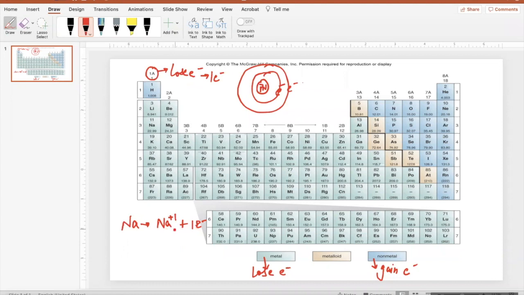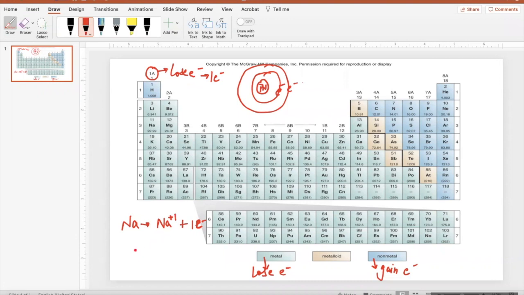You can break it into a sodium ion, and we show that with the positive 1 charge, and 1 free electron. So what we are saying is that sodium lost its electron and itself has become sodium plus 1.